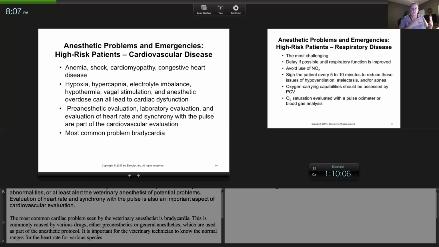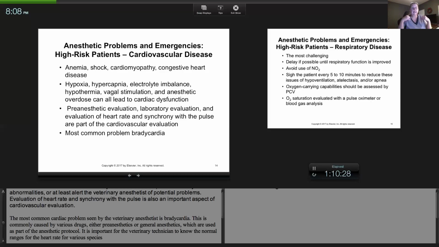So what do we do? We do a good evaluation prior: listen to the heart, do an EKG, take a blood pressure, feel for their pulses. What is their color? In their history, is there a history of exercise intolerance, coughing, pale mucous membranes? These are all cardiovascular assessments that we have talked about.